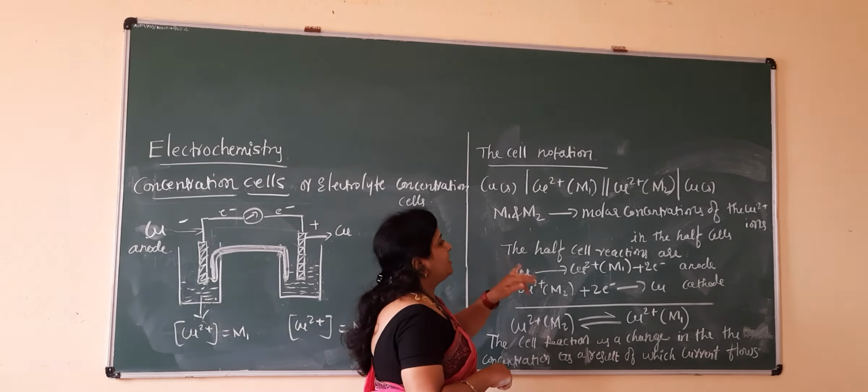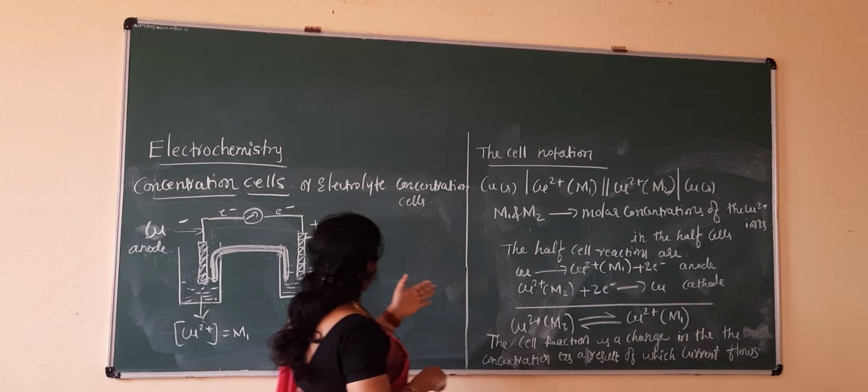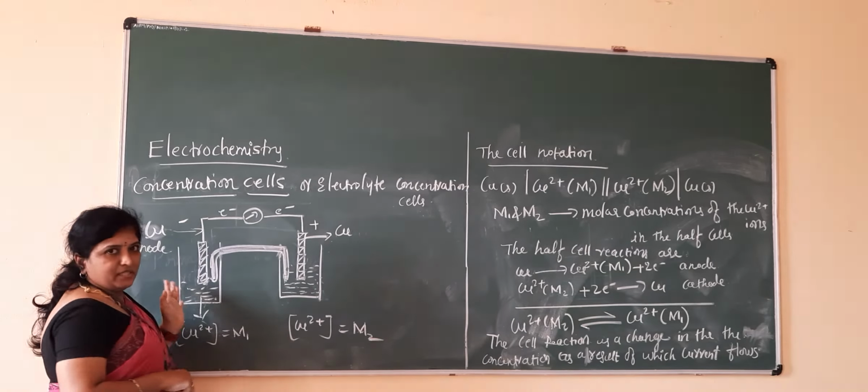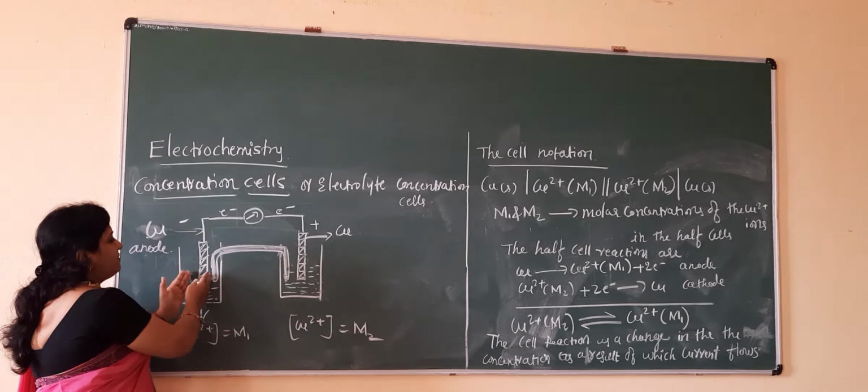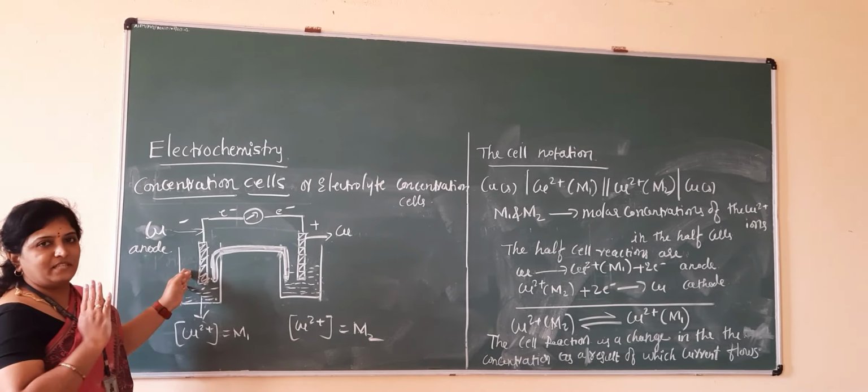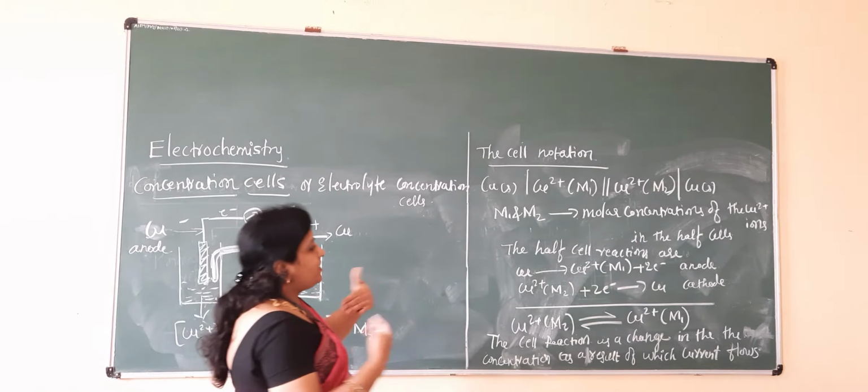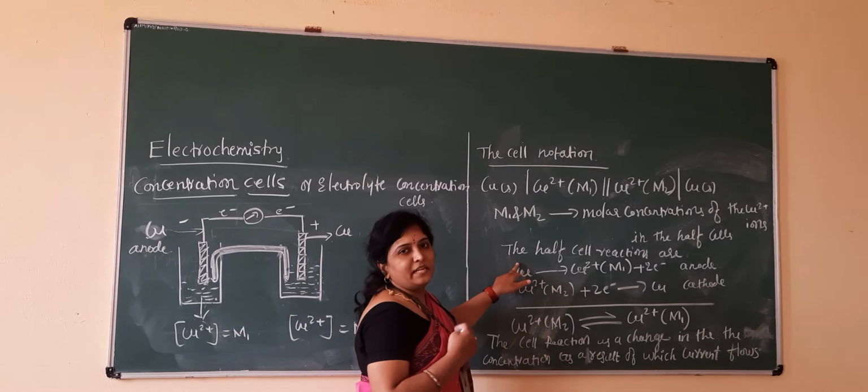in the half cell. Half cell, because if you take it entirely, it is a cell. But if you consider only one side, it is called a half cell. Okay. Then we can write the half cell reactions.